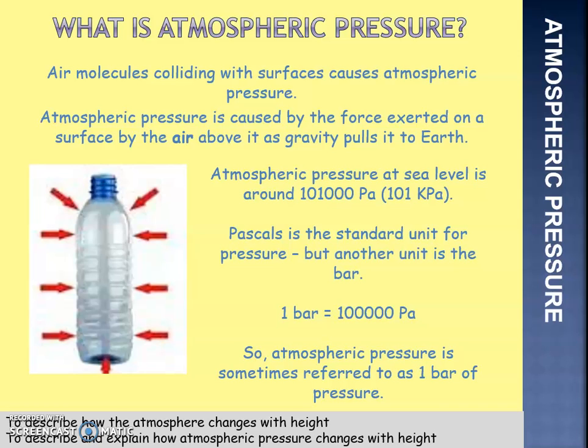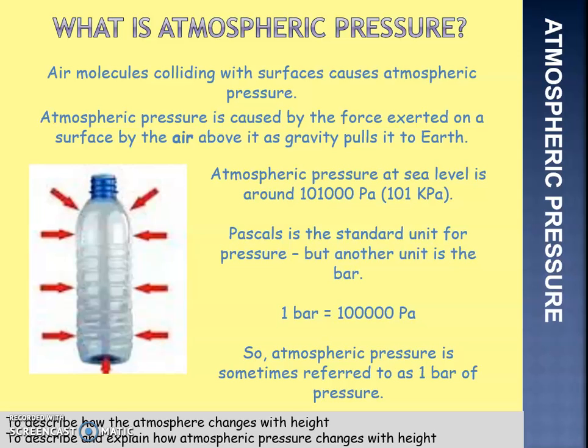Now atmospheric pressure at sea level is around 101,000 pascals, or we'd refer to that as 101 kilopascals. Pascals is the standard unit for pressure, but another unit we use sometimes is the bar. 1 bar equals 100,000 pascals, so atmospheric pressure we sometimes refer to as 1 bar of pressure.